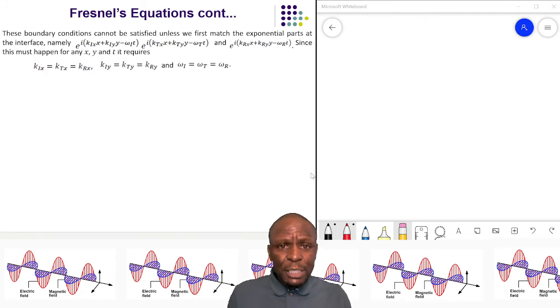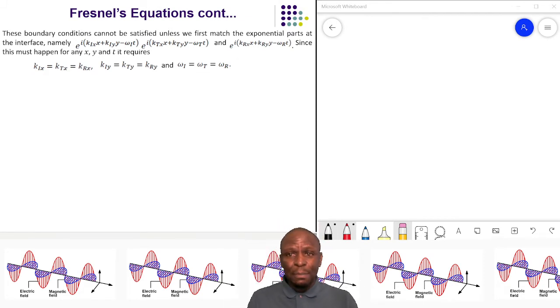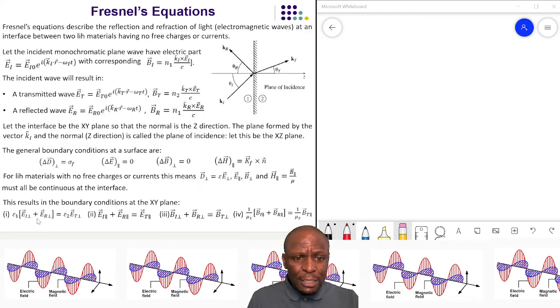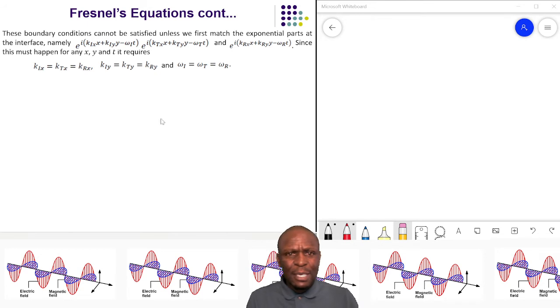Now, this boundary condition cannot be satisfied unless we first match the exponential part. For example, for this to be equal to that, the exponential part must be the same. The incident wave has this, the transmitted wave has this, and the reflected wave has this. So now the exponential part must satisfy that. This must happen for X and Y and T, because this is a function of time.